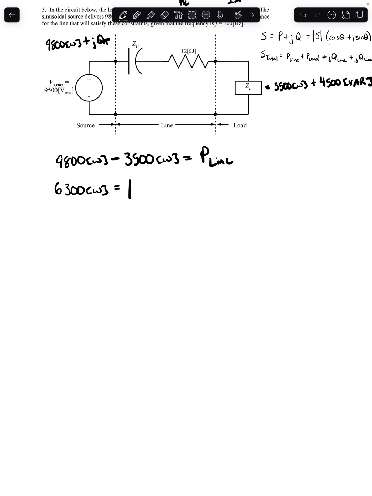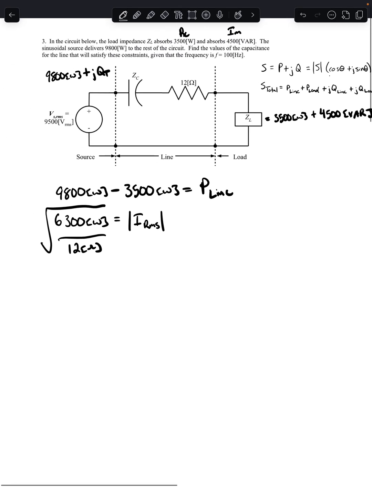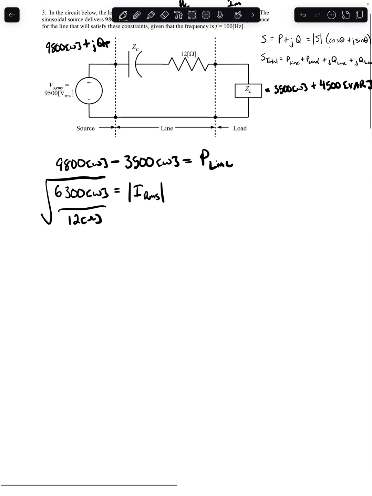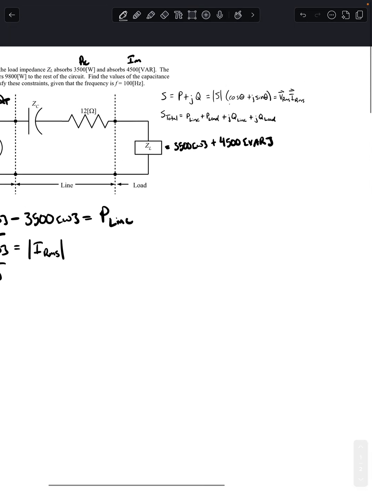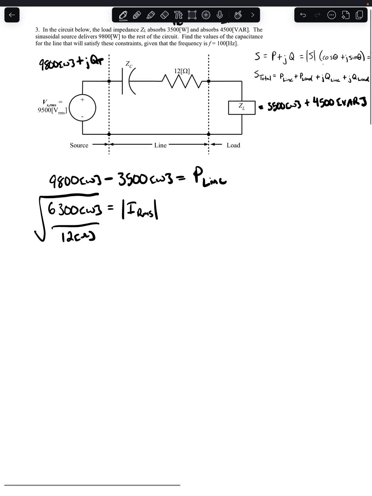Power for the line is equal to I RMS squared times R, which in this case is 12 ohms. So now we have I RMS squared. We take the square root of both sides, get just I RMS back, which is essential because I RMS times V RMS is power. And for our imaginary side, we will also need theta because the imaginary side is S times sine theta.